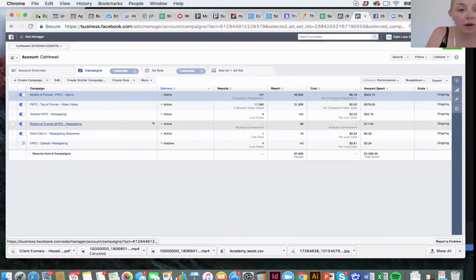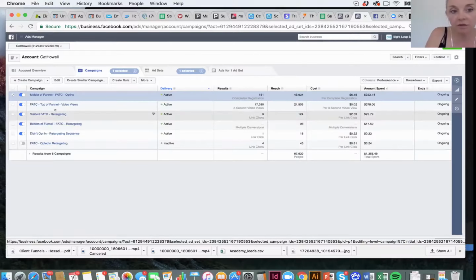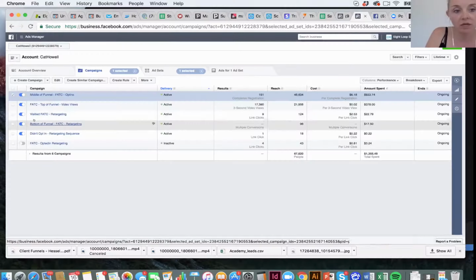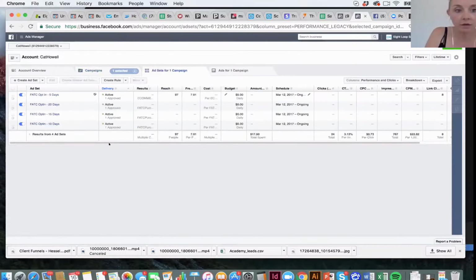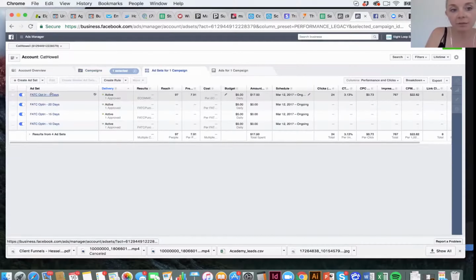Then bottom of funnel, we have, so this is retargeting the sales page. And then this is retargeting people that opted in. So again, I can click on here, and I have segmented out by 5 days, 10 days, 15 days, 20 days.